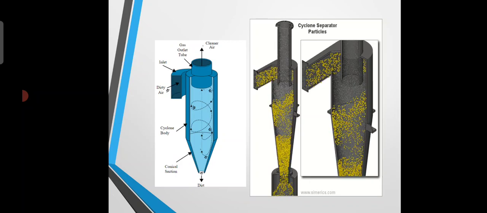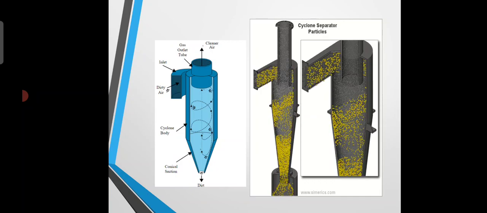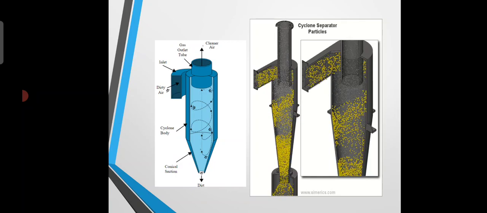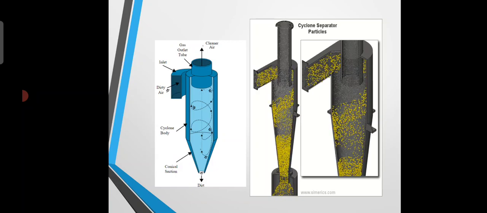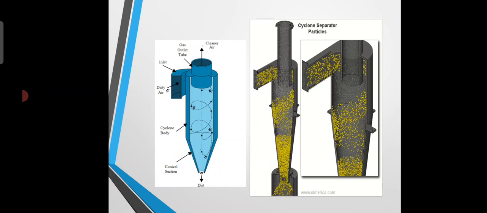So on the right side we can see the yellow colored dots are the flue gas. We can see the spiral motion of the flue gas. So the flue gas moves in a vortex. It is like a spring. The movement is like a spring type.